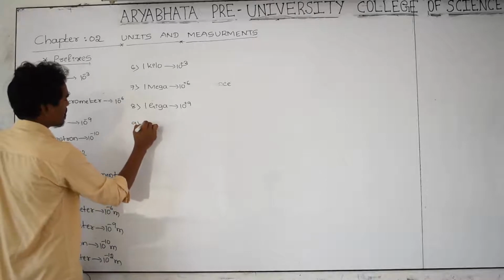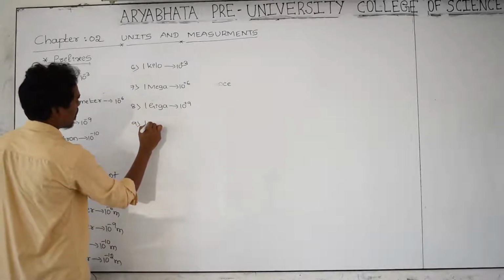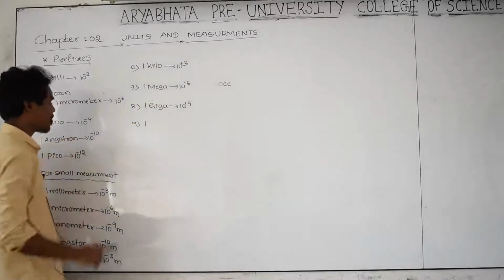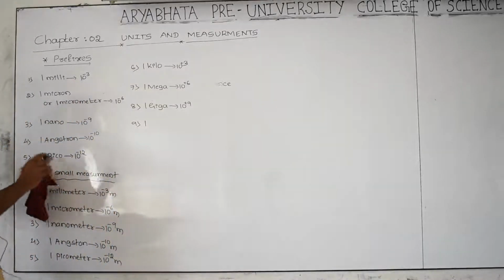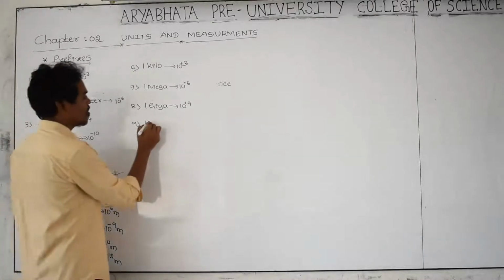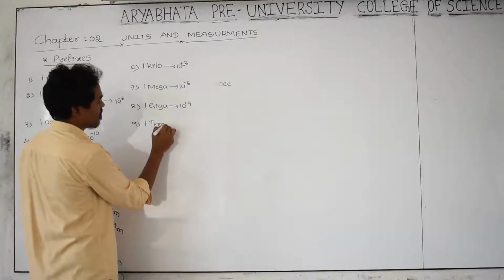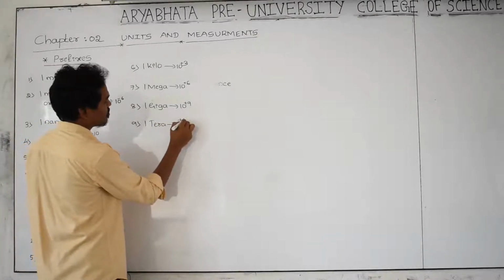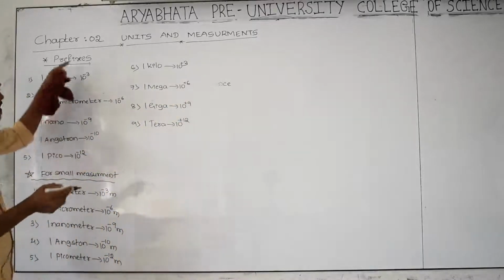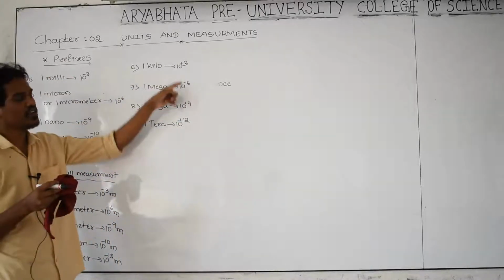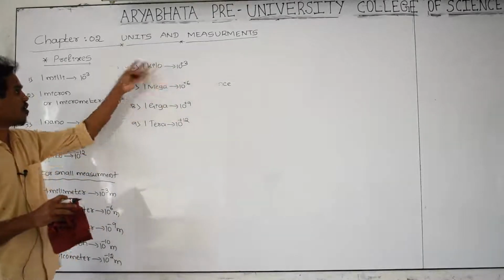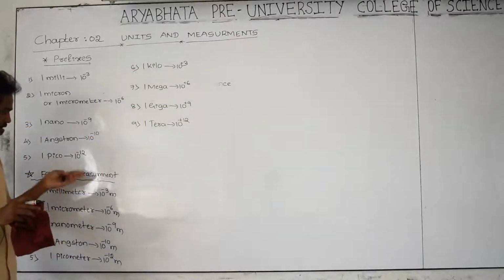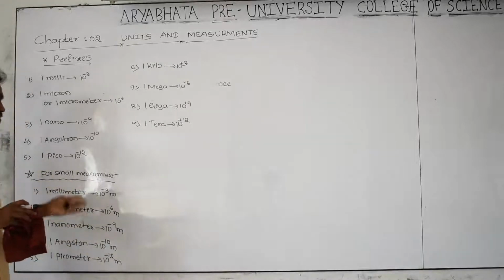And the next one, tera, means 10 to the power +12. Sorry, pico means 10 to the power -12, and 1 tera means 10 to the power of +12. These are the prefixes in terms of scientific notation, as a power of minus or as a plus.